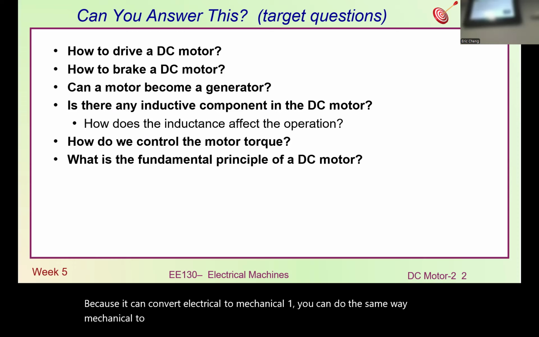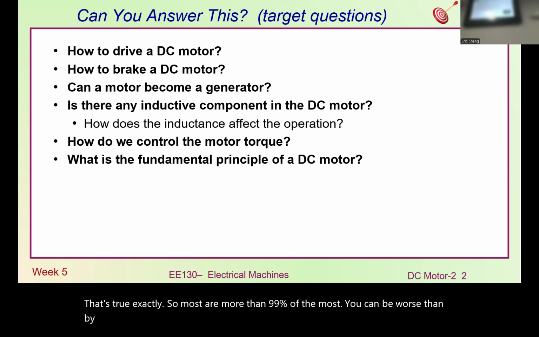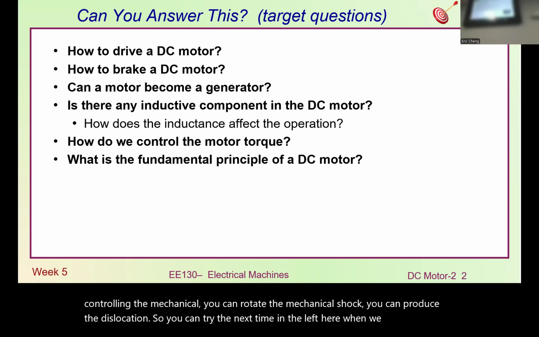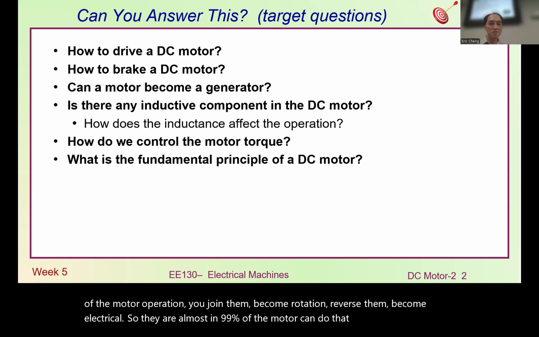That's true, exactly. Most motors, 99% of DC motors, you can reverse straight away by driving the mechanical shaft, and you can produce a DC voltage. So you can try that next time in the lab. When we drive them, they become rotation; reverse them, they become electrical. Almost 99% of motors can do that naturally without too much complication.